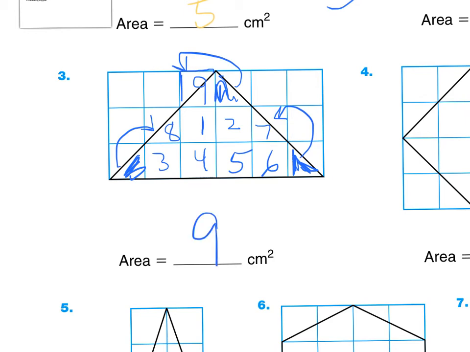Let's show that again. I want to show you. Here's an easy one. 1, 2, 3, 4, 5, 6. Those are the 6 easy ones. These two share together to make 7. These two are shared together to make 8. And these two together make 9. So it gets you 9 square centimeters. Alright.